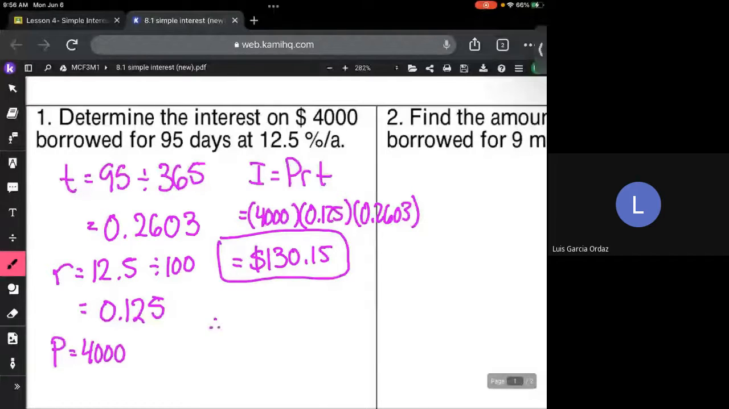Therefore, there is $130.15 in interest. So interest is the money that you owe the bank because you borrowed the money? Basically, the bank says, hey, I'll let you borrow money, but not for free. So I have to charge you a certain percent on it, so I know for sure that you're going to pay it back.